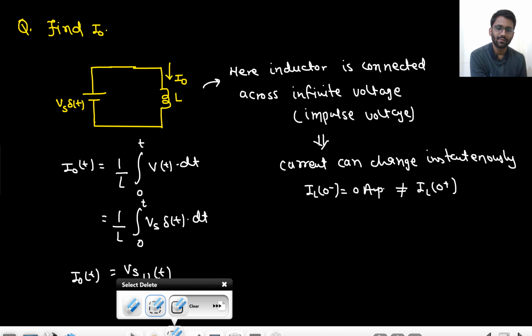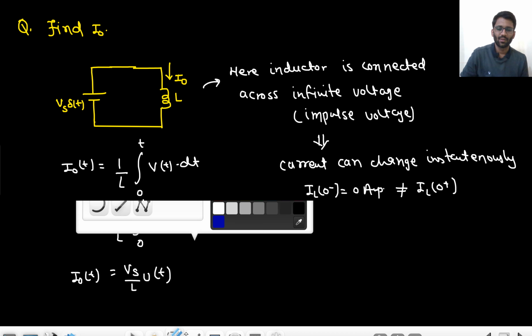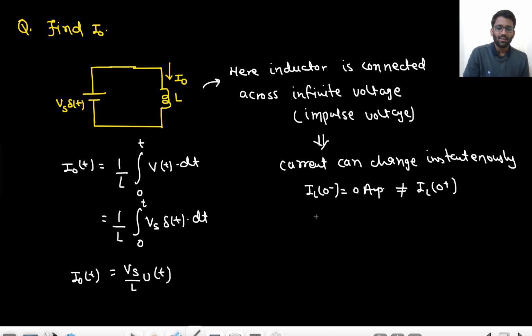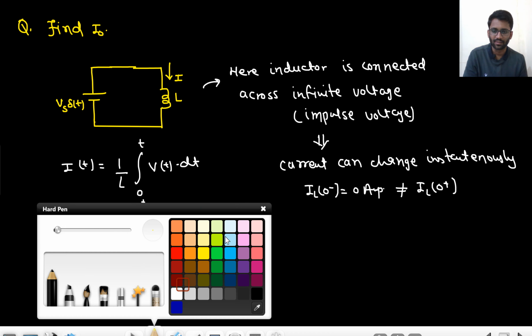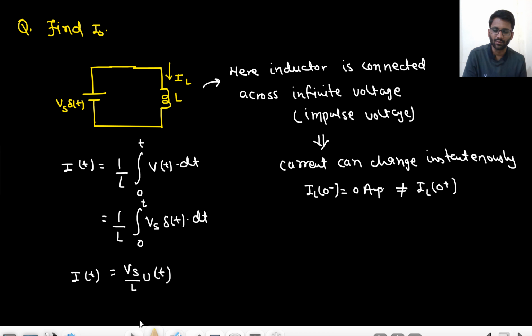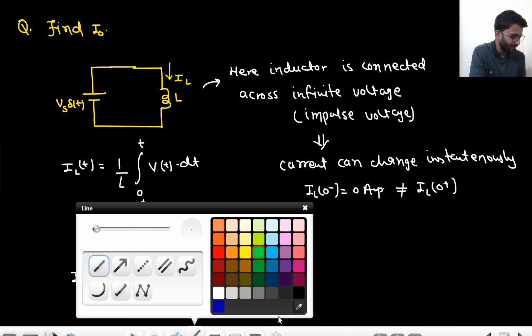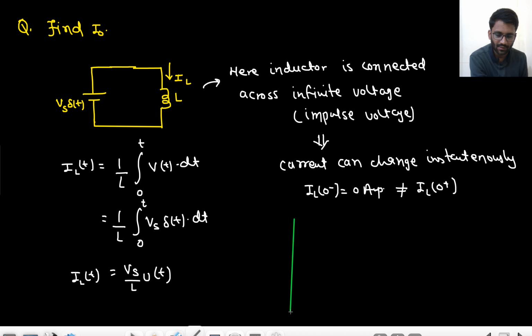So what is happening? IL or I naught, I could have written, you would have understood, right? Here IL is equal to I naught only, right? To avoid the confusion, let me just make the correction. This would be IL, this would also be IL. Now it's fine. The current is changing here instantaneously.